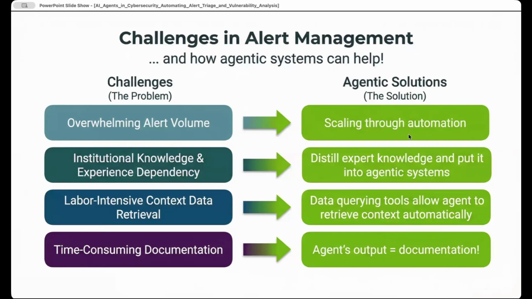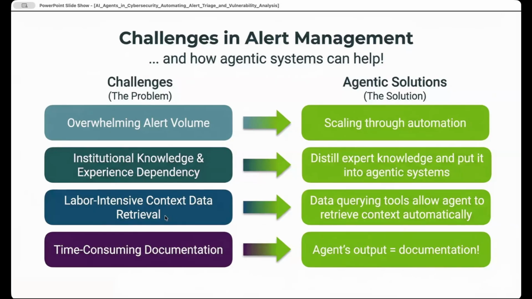And then the agentic solution: this is how an agentic system can help to resolve these challenges. The first is scale, like lots of alert tickets. We can scale through automation without scaling the team. The second is domain expertise. For agentic systems, you build the expert knowledge and store it in a vector database, so that the agentic system can pull, refer to, and leverage it, and we can scale this across different alert analyses.